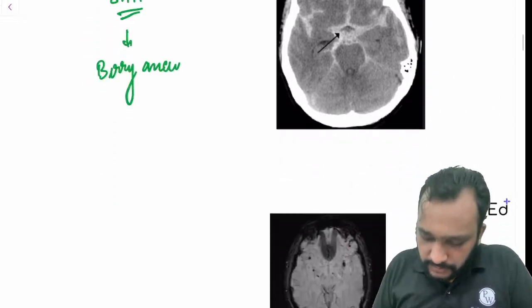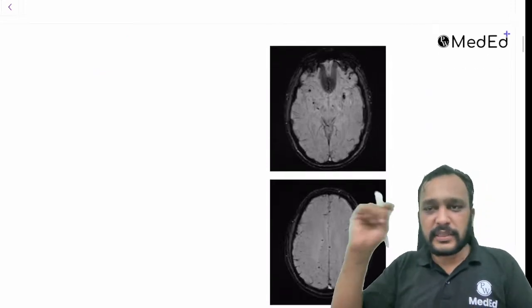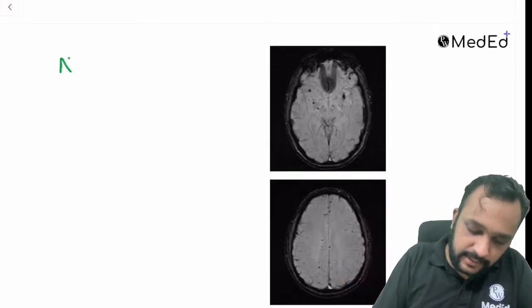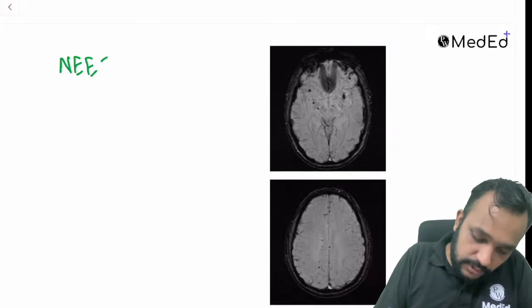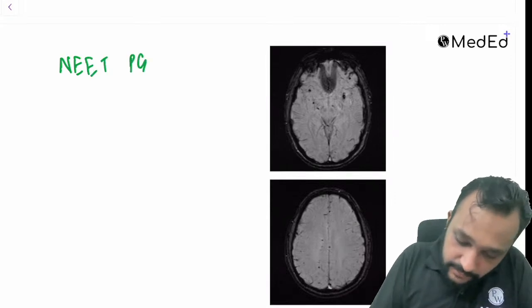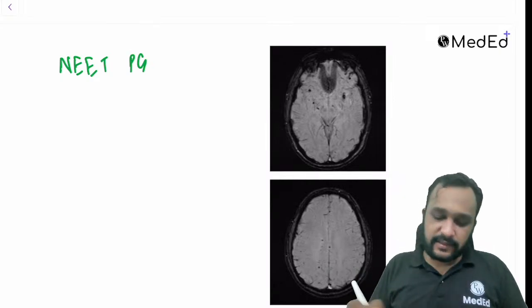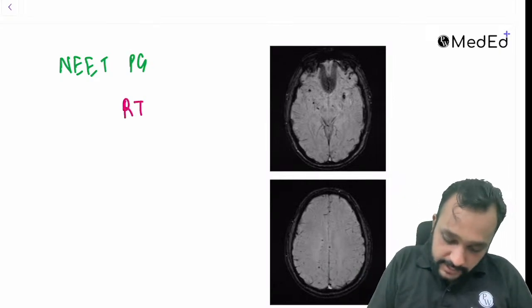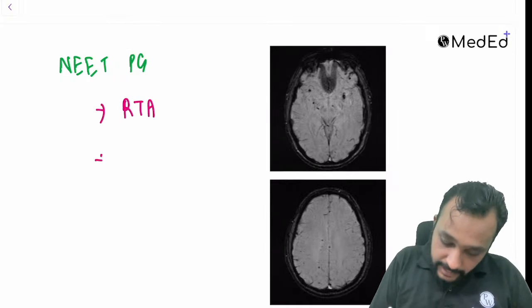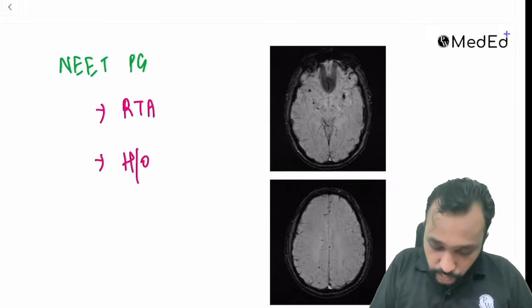So moving on to the next question. This was asked in the NEET PG exam, and I hope this question will be asked in your FMGE exam also. So guys, what is the history? The patient has a history of road traffic accident. The patient has a history of altered sensorium.